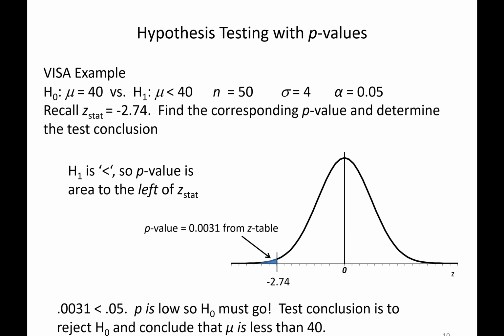So back to our little phrase, if the p-value is low, H0 must go. So is the p-value low for alpha equals 5%? Yes, it's low. 0.0031 is less than 0.05, so that means that we should reject the null hypothesis, which is consistent with what we did with the critical value approach and also the confidence interval approach.